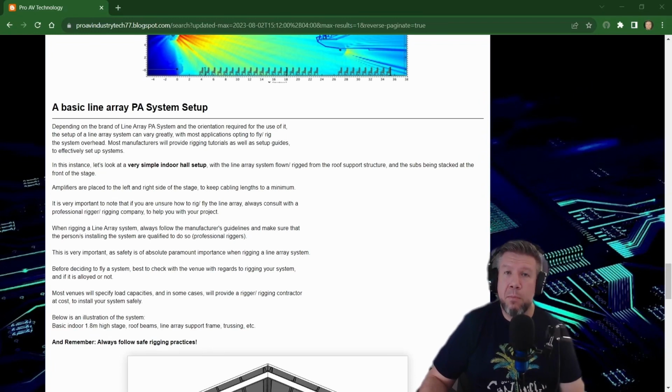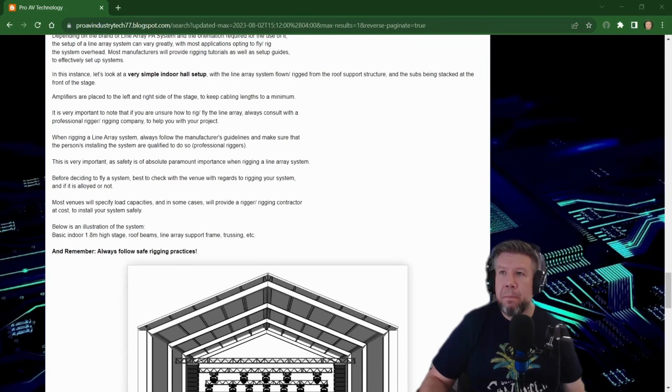This is really, really important. Safety is paramount within this industry. Safety comes first with everything that we do. So when rigging a line array system, always follow the manufacturer's guidelines and make sure that the people installing the system are qualified to do so. Always make use of professional riggers. This is very, very important, like I said previously.